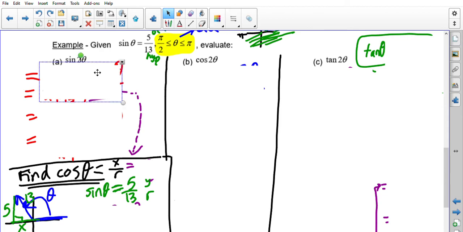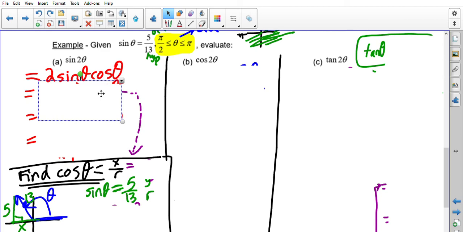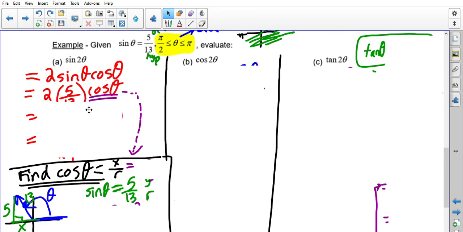There's only one version of the sine 2 theta formula, right? And we know that that is 2 sine theta cos theta. So now we're going to fill in what we know. We know sine theta has a value of 5 over 13, so we're going to plug that in. Right, so we plugged in this for here. However, the question did not give us cos theta.